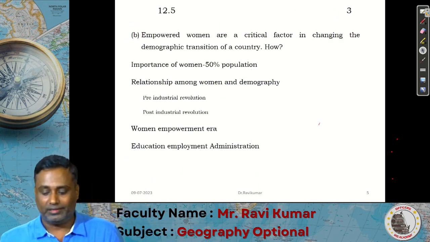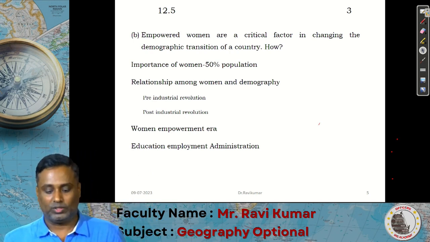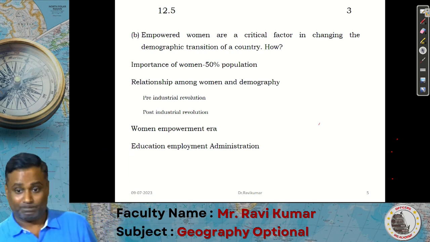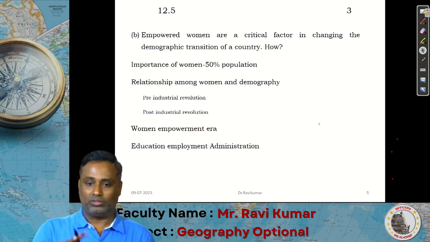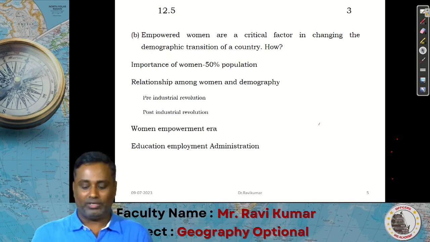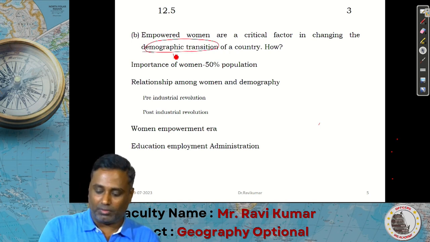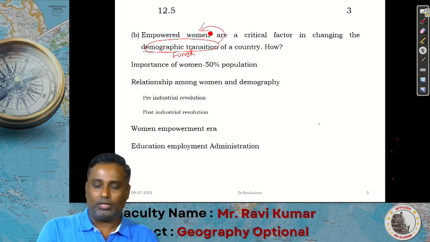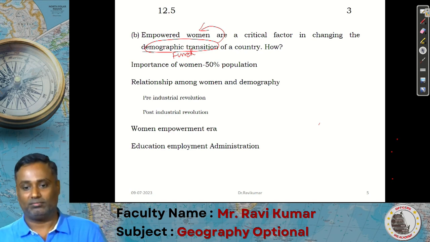"Empowered women are a critical factor in changing the demographic transition of a country. How?" What type of question is it? A general question. This is taken from demographic transition, but we cannot say this is the transition model. Demographic transition is the fundamental here, and that fundamental is applied over the empowerment of women. It is an application of fundamental concepts, not the theory.